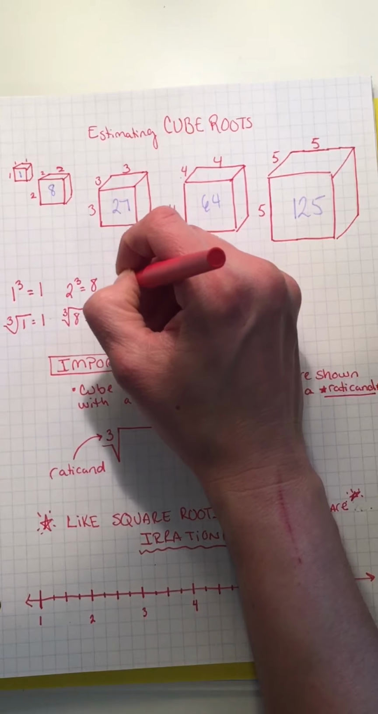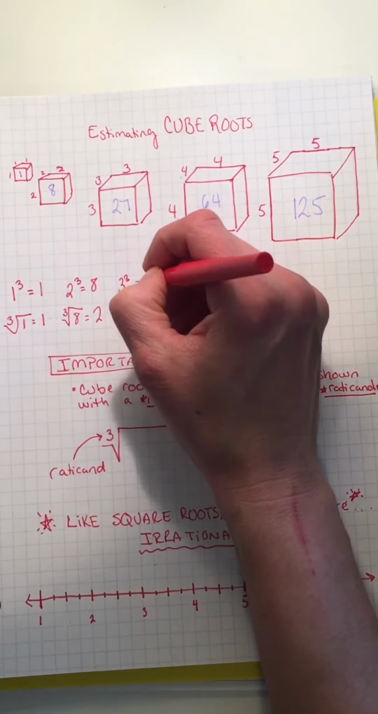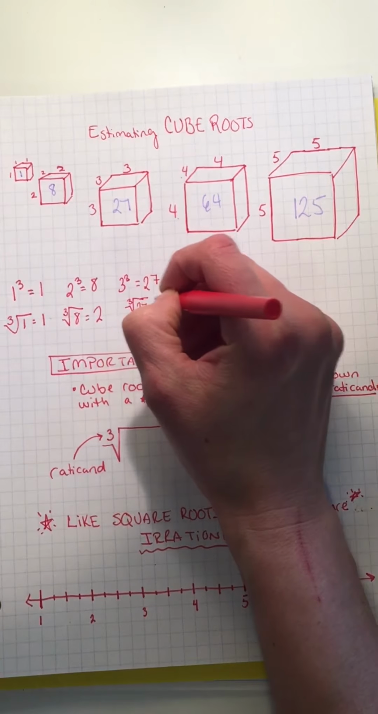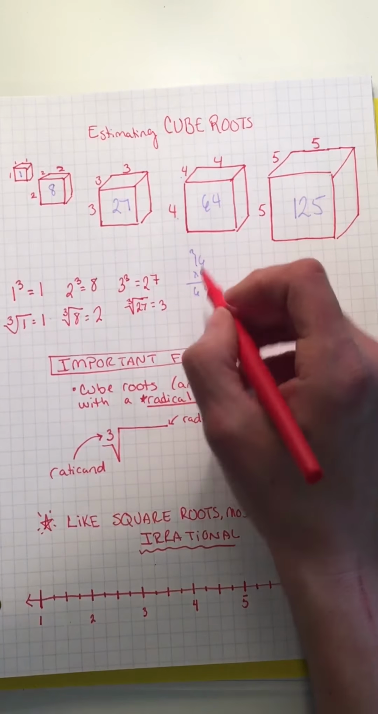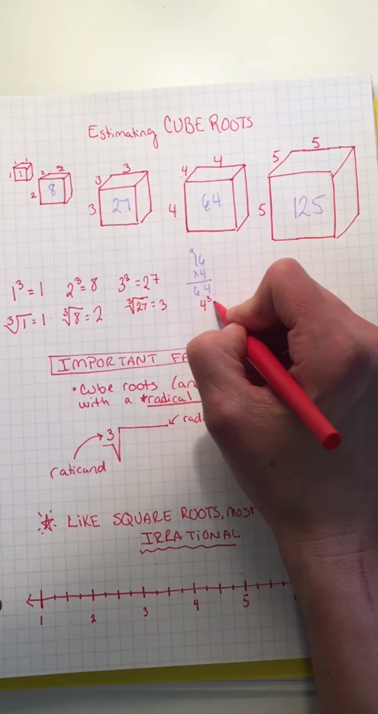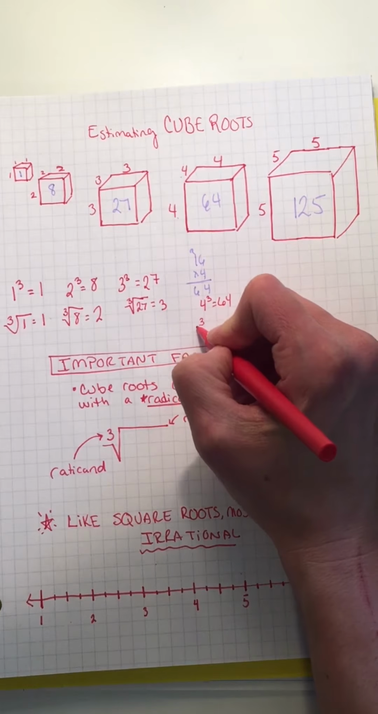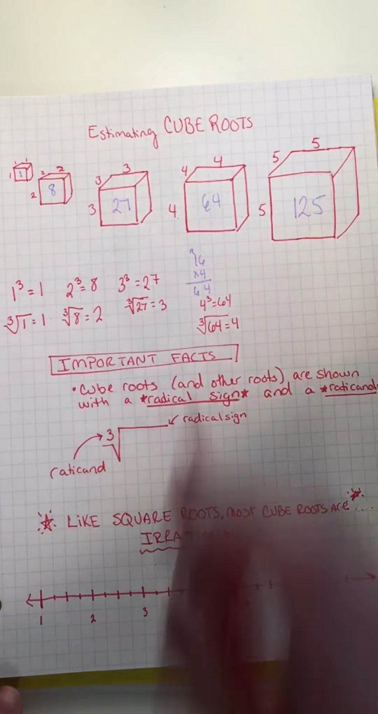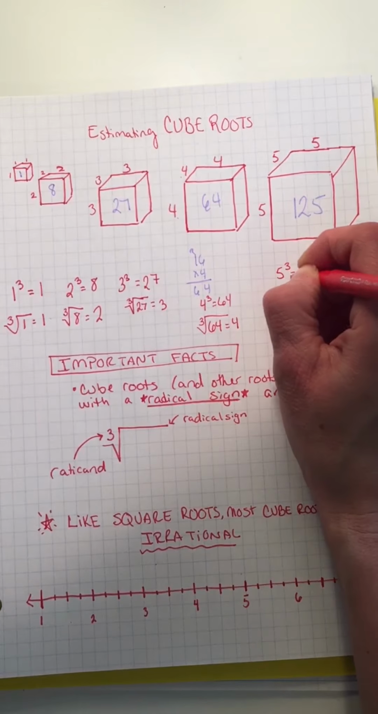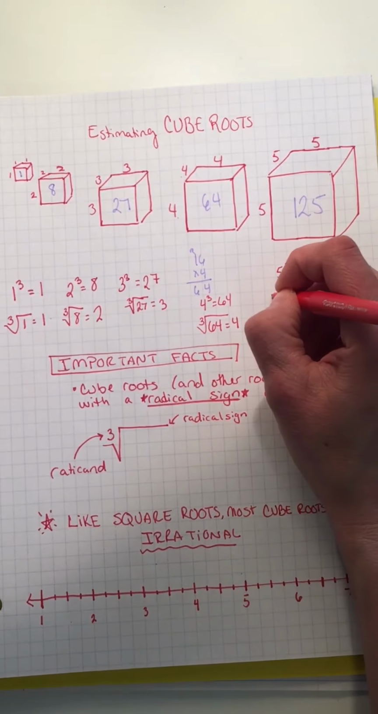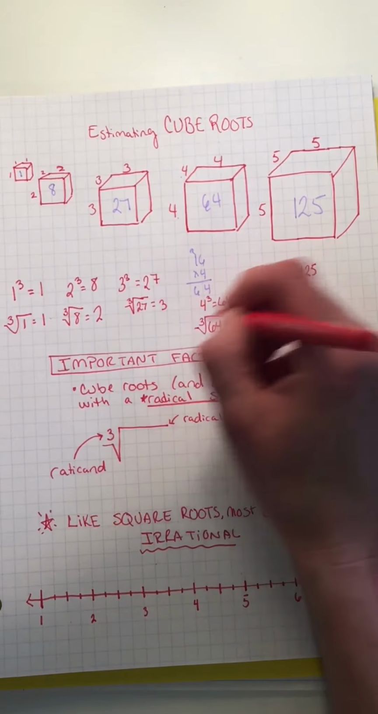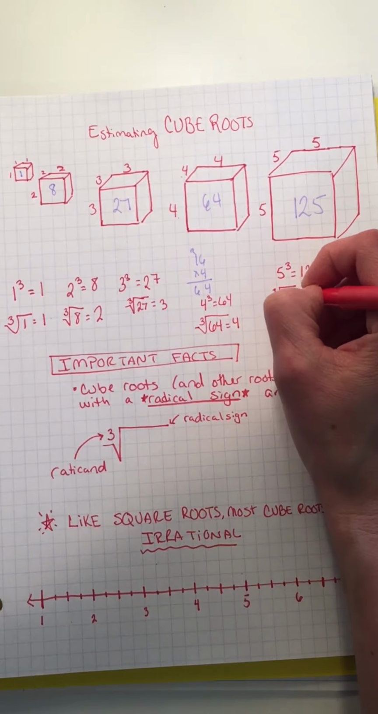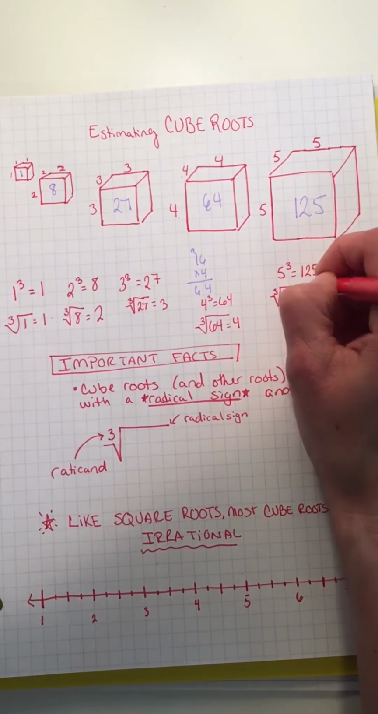So 3 cubed is equal to 27. So the cubed root of 27 is equal to 3. 4 cubed is equal to 64. So the cubed root of 64 is equal to 4. 5 cubed is equal to 125. So the cubed root, and it doesn't really matter if this extra little line's there, it just depends on how fancy you want to be. The cubed root of 125 is equal to 5.